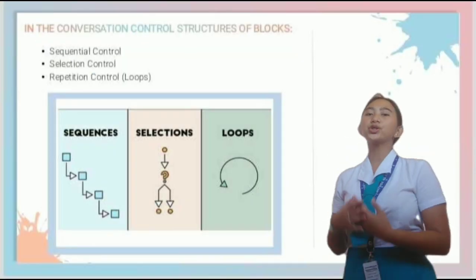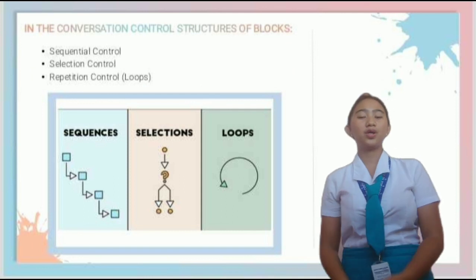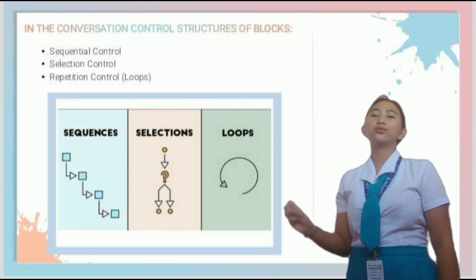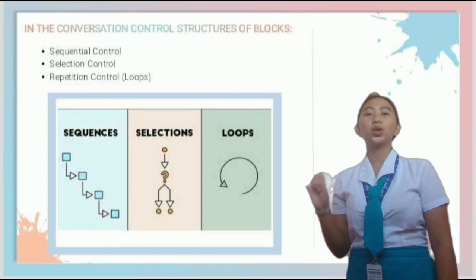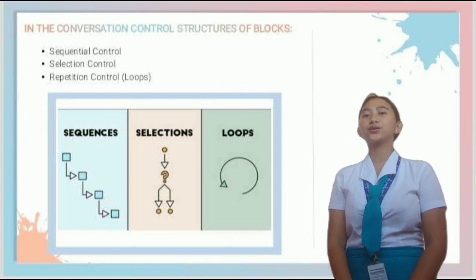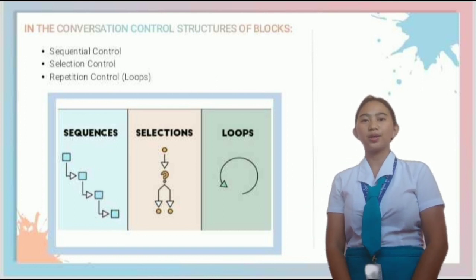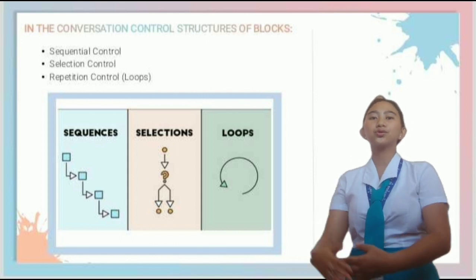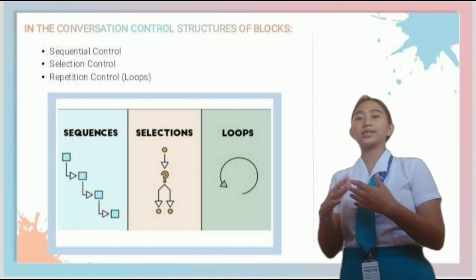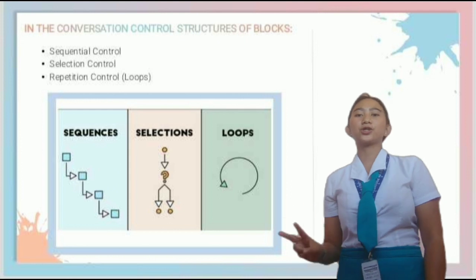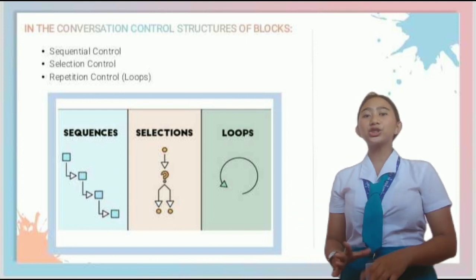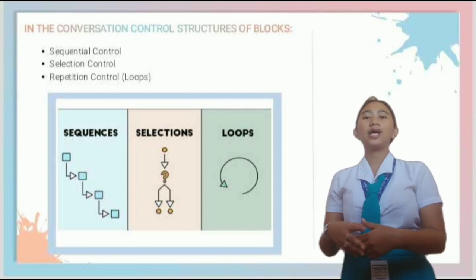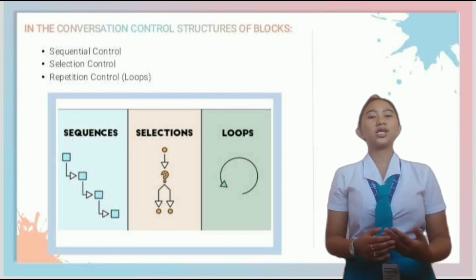In the control structures of blocks, we have three conditions. First condition is sequential control. Code is executed one statement after another, step by step. Second is selection control. It involves decision-making with structures like if and switch statements.